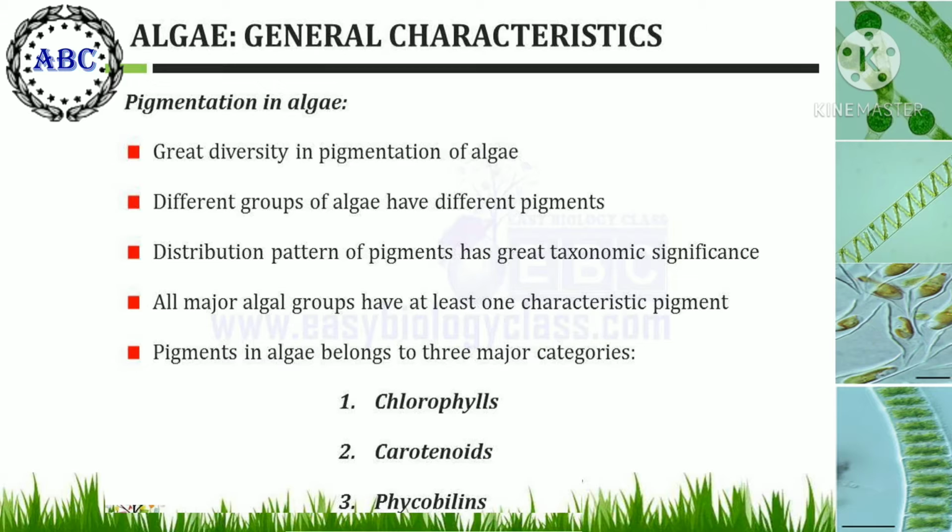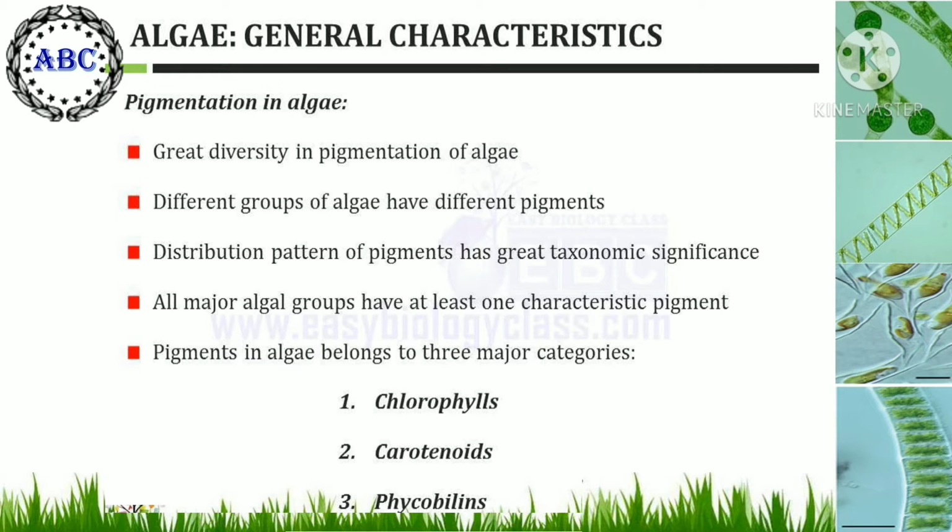In chlorophylls, there are five types: chlorophyll a, chlorophyll b, chlorophyll c, chlorophyll d, and chlorophyll e. Out of that, chlorophyll a is present in all groups of the algae, b only in Chlorophyceae and Euglenophyceae, and chlorophyll c largely in the algae of marine habitats.